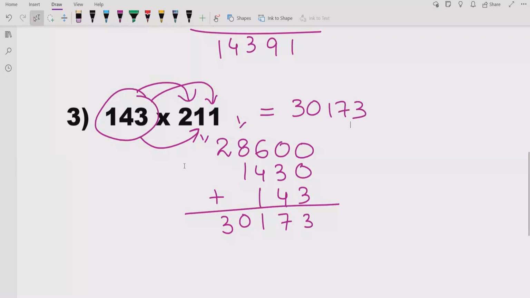So I hope you understand my this trick. You can apply this trick on any 3-digit number multiplied by a 2-digit number.